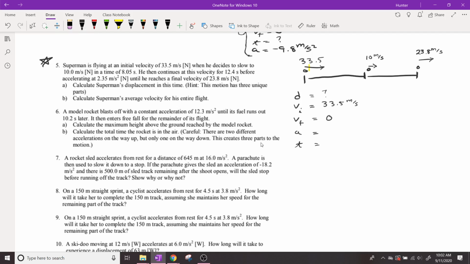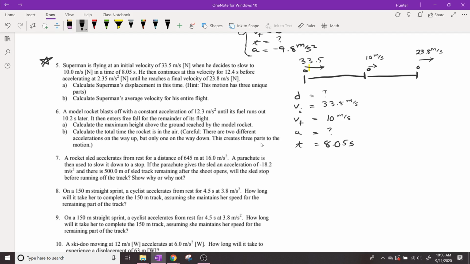It's not zero. Hang on. I was thinking of the water rocket. It slows down to 10 meters per second. Do we have an acceleration? We don't know. Okay, not yet. Do we have a time? 8.05. Somebody's really taking a stopwatch to this guy. 8.05 seconds. So VI, VF, T. That gives us, I think, enough information.